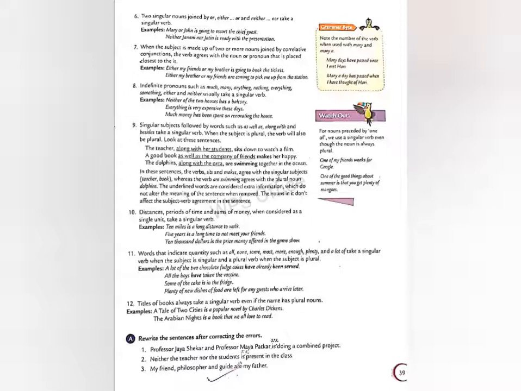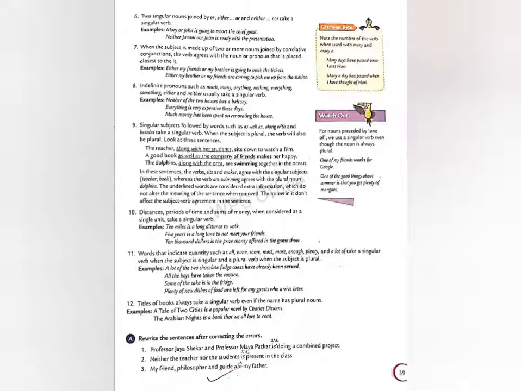Next we have words that indicate quantity such as all, none, some, most, more, enough. Take a singular verb when the subject is singular and a plural verb when the subject is plural. All the boys have taken the vaccine. Some of the cake is in the fridge. Here all of the boys is plural, that's why the verb is plural. Some of the cake is singular, that means the verb will also be singular.